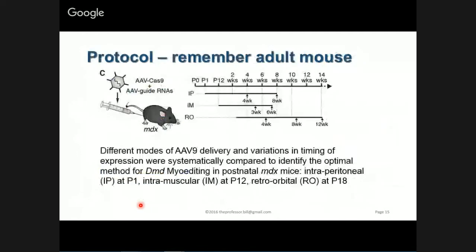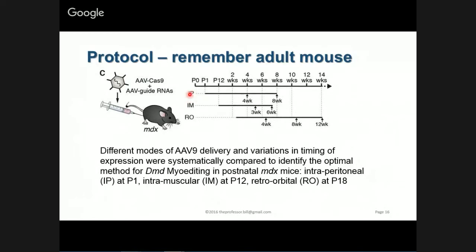So they have some really cool protocols. And again, I'm going to make use of your knowledge of physiology, so we'll talk about this in a moment. So remember, they're doing this in the adult mouse. They generate these different viruses, two viruses, so one containing the nuclease, and they also package another virus that contains the guide RNAs to excise exon 23. And then they do 3 different protocols, and they're looking at the effectiveness of the 3 different protocols.